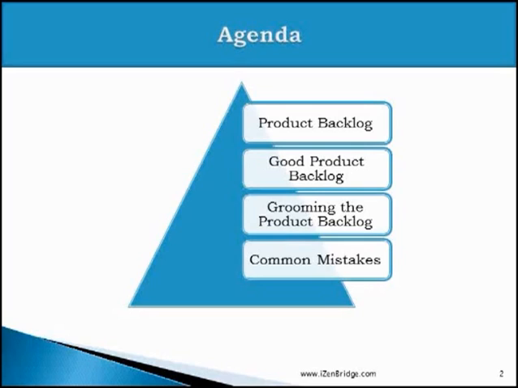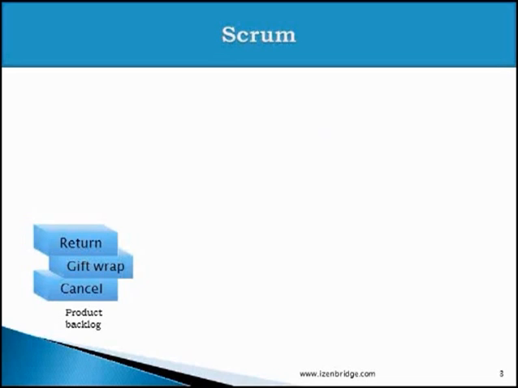So this is how the agenda looks. We will get into the details of product backlog. We will talk about the characteristics of a good product backlog. We will look at the grooming or activities which are required to create or maintain a good product backlog, and we will look at some common mistakes which teams are involved in while creating and maintaining a product backlog.